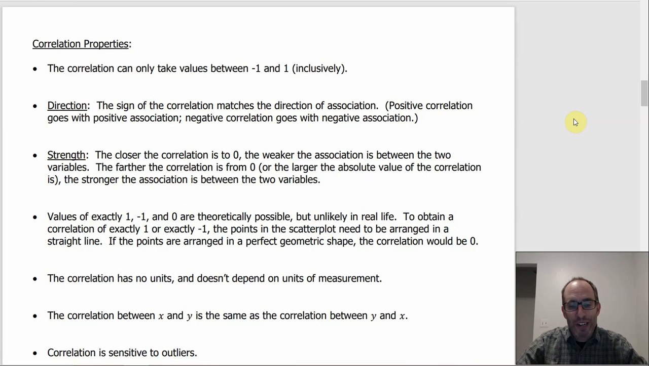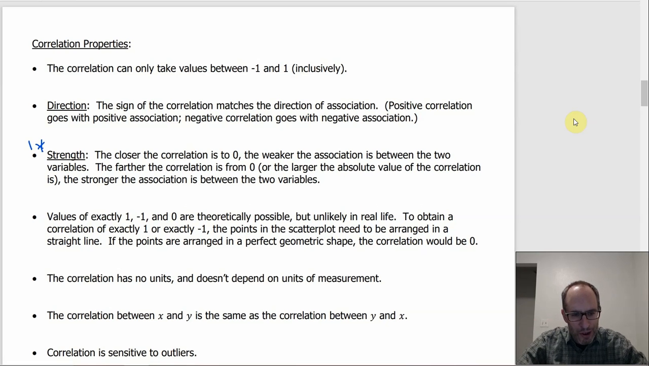All right, so direction, sign of the correlation matches the direction of association. So positive correlation goes with the positive association, negative correlation goes with the negative association. So that's the part where you get the direction for free. This is the important part right here, the strength. So the closer the correlation is to 0, the weaker the association is, and the farther you get away from 0 in either direction, the stronger the correlation is.